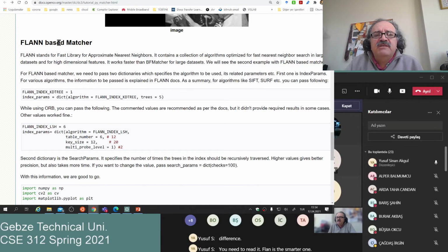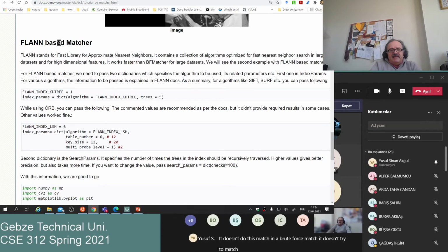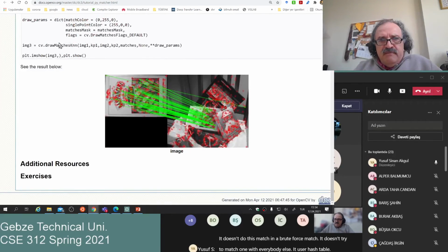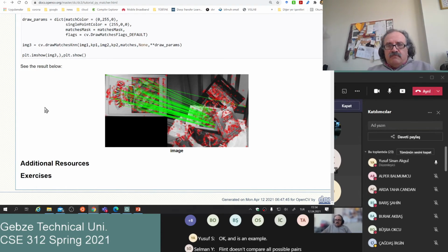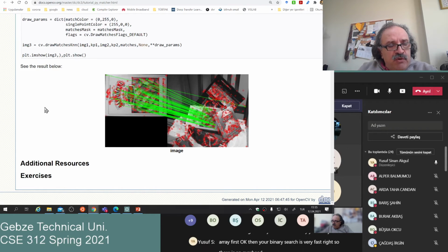It doesn't do this matching in a brute force way. It doesn't try to match one with everybody else. It uses a hash table. Okay, and here is an example. FLANN doesn't compare all possible pairs, so it should make an estimation, right? No. It's perfect. It's like making a binary search in an array. You sort your array first, okay? Then your binary search is very fast, right? So there is an overhead of sorting your array first.